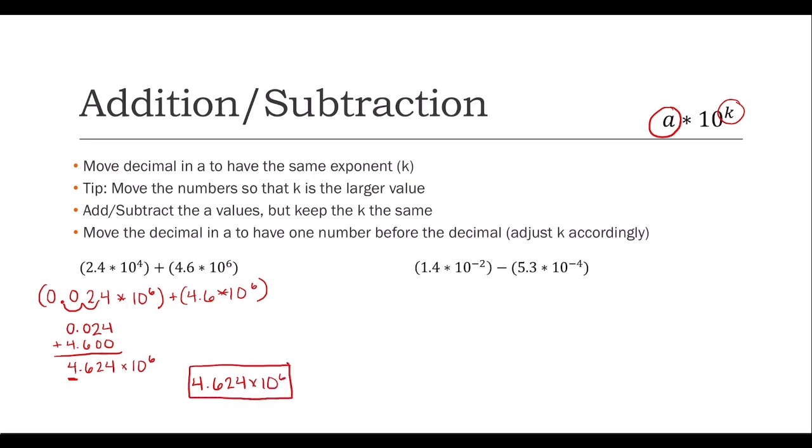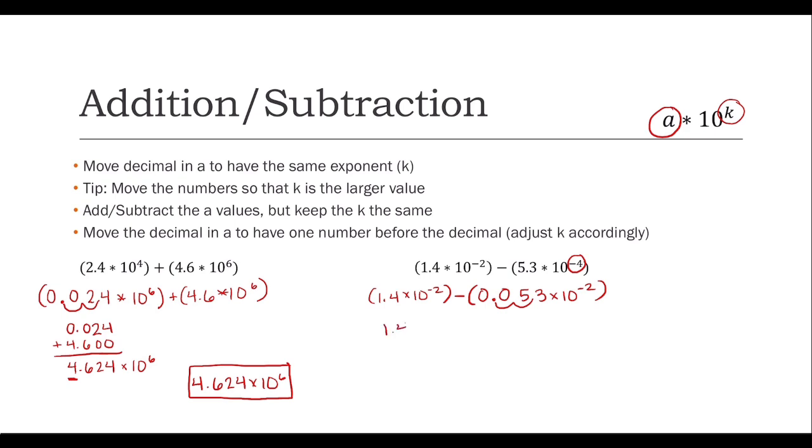So for the second problem, we want to get our exponents to match the bigger k value. So this is the one we're going to have to change. So our 5.3, we're going to move it over twice, 1, 2, so that we can add 2 to the exponent, times 10 to the negative 2. And then we'll have 1.4 times 10 to the negative 2 minus this.